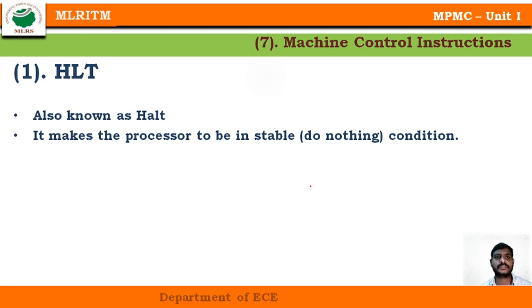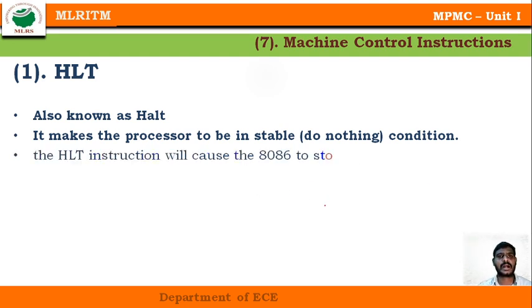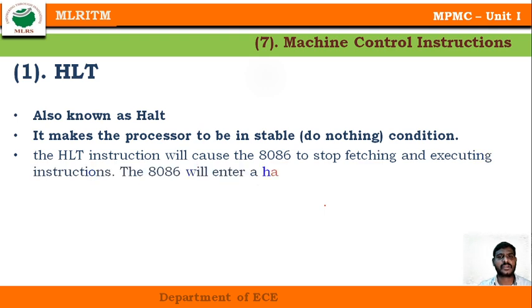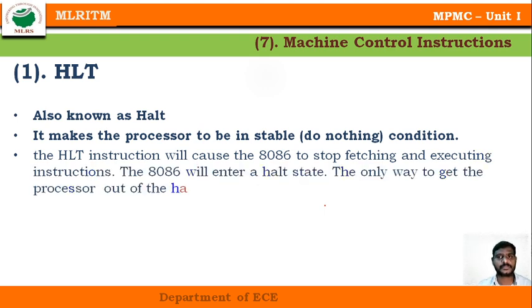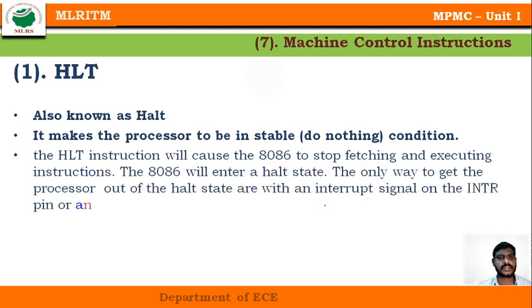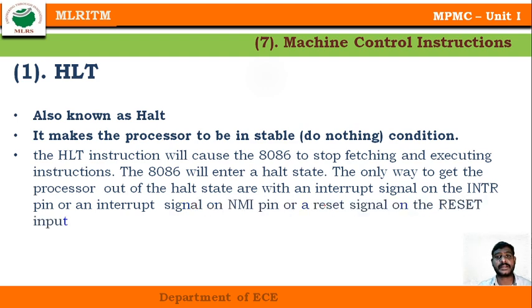When I say halt, the processor is stable, doing nothing, in an idle condition. The halt instruction causes the 8086 to stop fetching and executing instructions, and the 8086 enters the halt state. The only way to get the processor out of the halt state is an interrupt signal on the INTR pin, the NMI pin, or a reset signal on the reset pin.